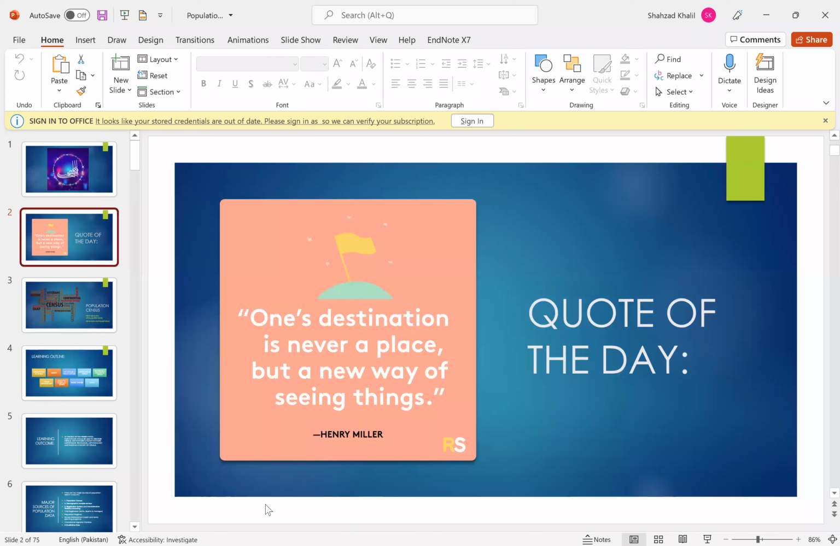Quote of the day: One's destination is never a place, but a new way of seeing things.